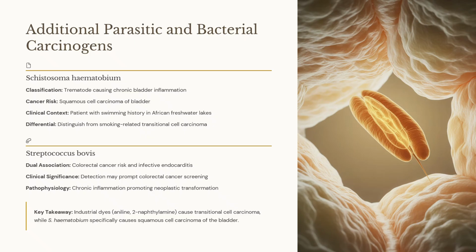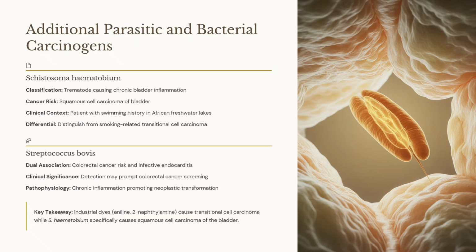What about Schistosoma haematobium? Schistosoma haematobium is a trematode, just like what we saw with Clonorchis sinensis. It will cause chronic bladder inflammation. From where will we acquire Schistosoma haematobium? It is seen in freshwater lakes. So any patient with Schistosoma haematobium will give you a history like swimming in freshwater lakes or any exposure in freshwater lakes. This causes squamous cell carcinoma of the urinary bladder.